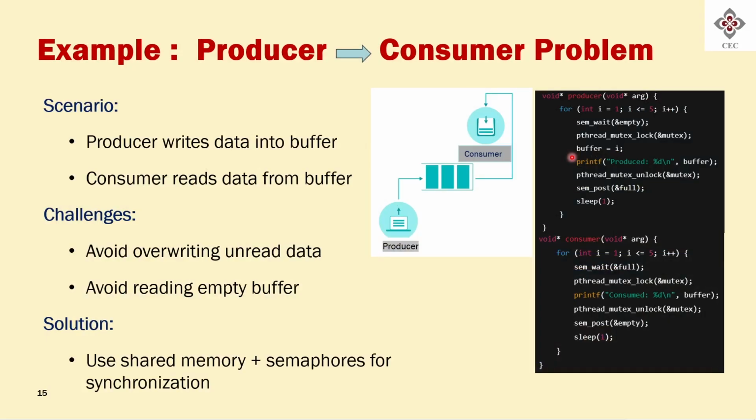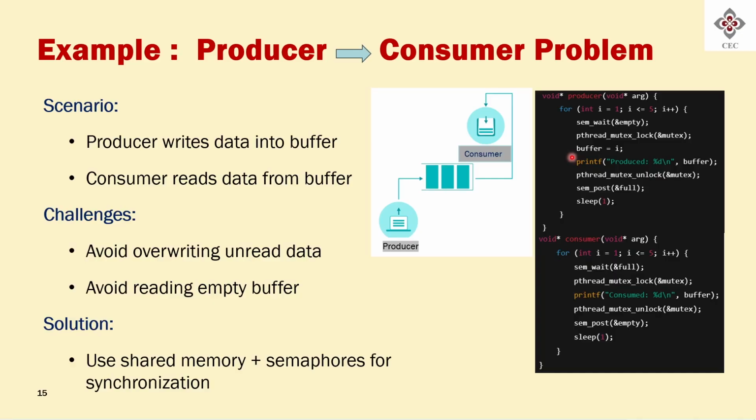So, if you want to see the example producer consumer problem, the scenario is the producer writes data into the buffer and the consumer reads data from the buffer. The challenge is to avoid overwriting unread data. So, if the buffer is getting filled with data by the producer, we have to ensure that it is not filling the buffer before consuming by the consumer. At the same time, we have to check that we are avoiding reading the empty buffer. If the buffer is empty, there is no point in reading. So, we have to check both conditions, both extreme cases.